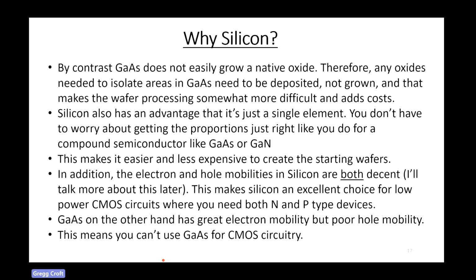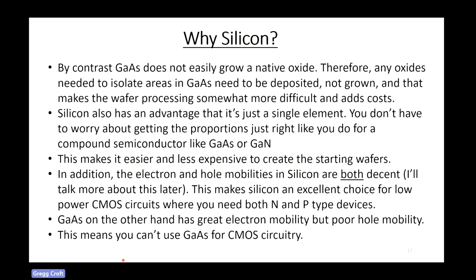By contrast, gallium arsenide does not grow a native oxide easily. Therefore, any oxides needed to isolate areas in gallium arsenide need to be deposited, not grown. And that makes wafer processing somewhat more difficult, and it adds cost. Silicon also has the advantage that it's just a single element. You don't have to worry about getting the proportions just right like you do for a compound semiconductor like gallium arsenide. And this makes it a little less expensive to create the starting wafers.